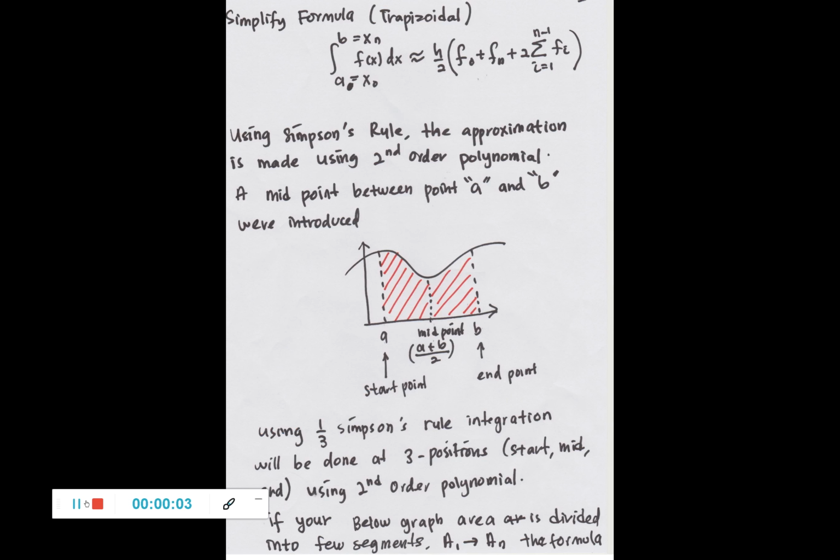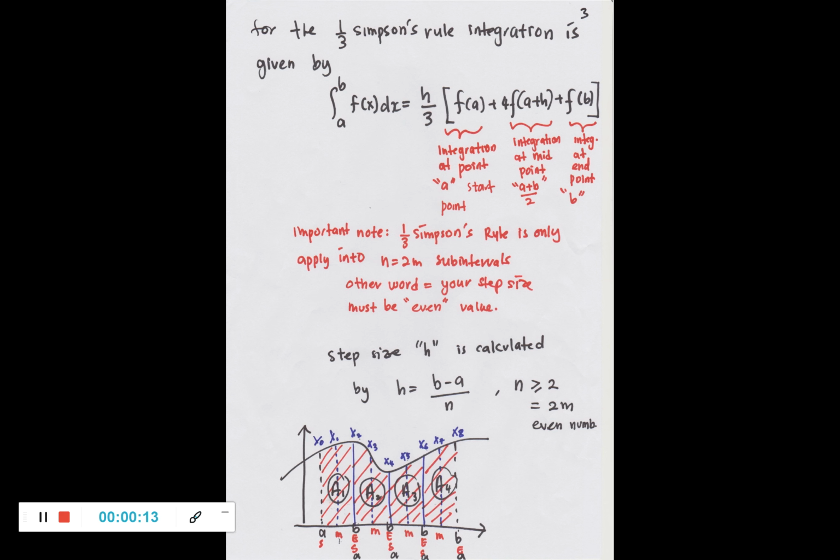Okay, as I mentioned before, apabila kita menggunakan 1/3 Simpson rule untuk approximate the area below graph, ataupun to approximate the value of area below graph, basically kita akan membuat integration at 3 position, which is at the start point, integration at the midpoint dan juga integration at the end point.